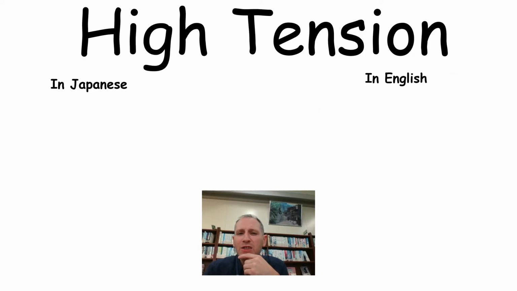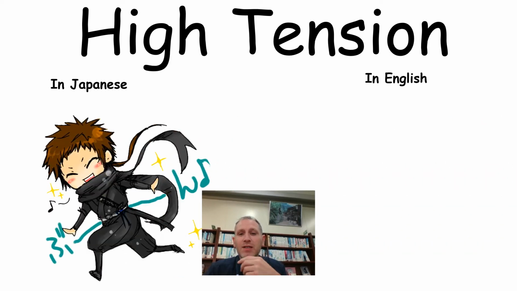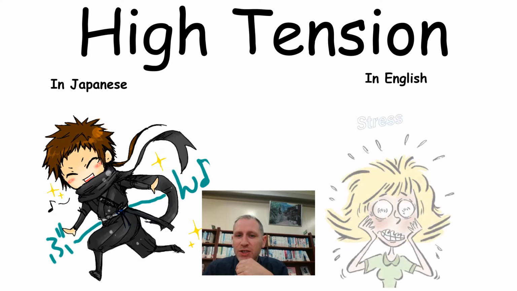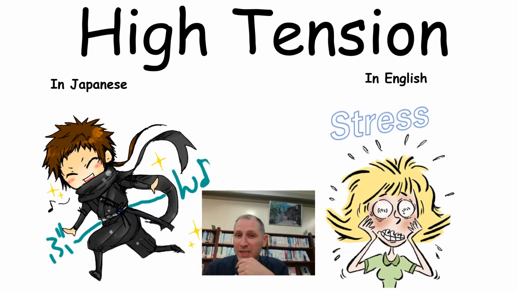What about high tension? In Japanese, high tension is like yeah, yeah, yeah, woohoo, yeah, yeah, yeah, blah, blah, blah. But in English, high tension means stress. I have tension, high tension. So Japanese high tension is yay. English high tension is kind of meaning.